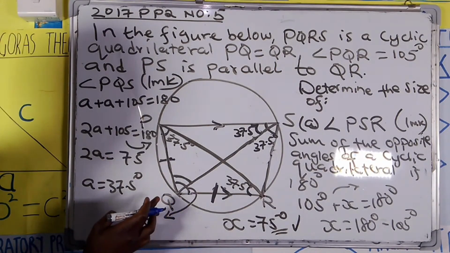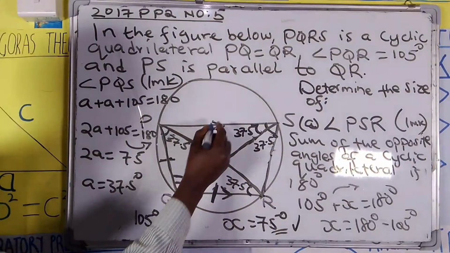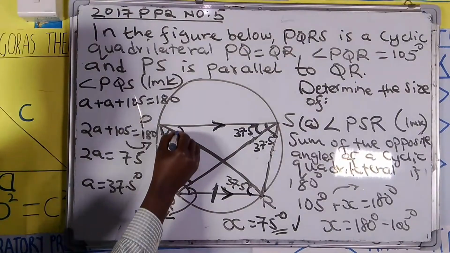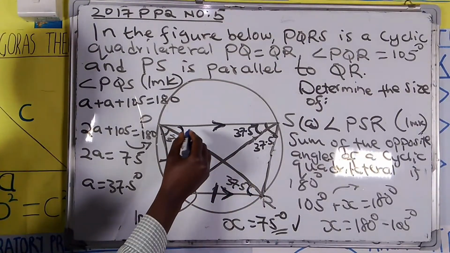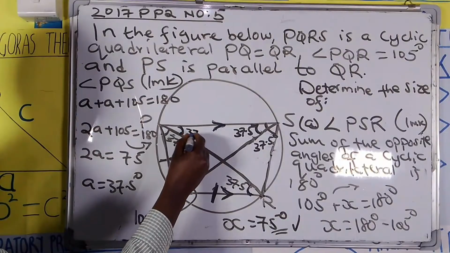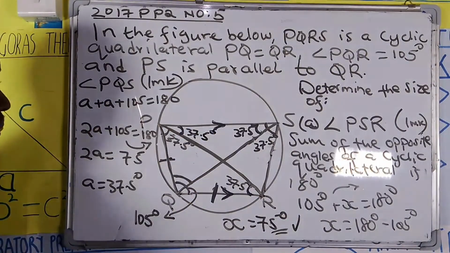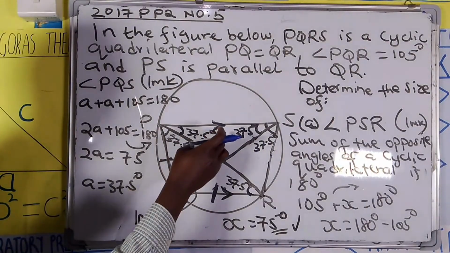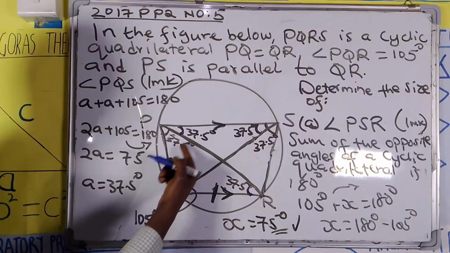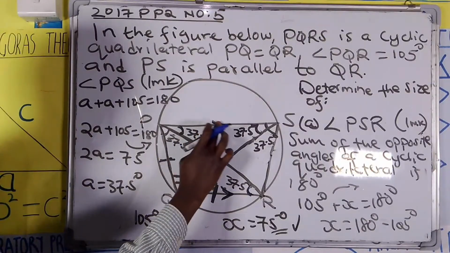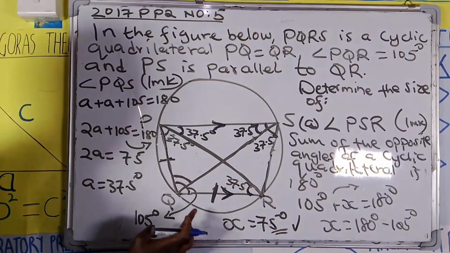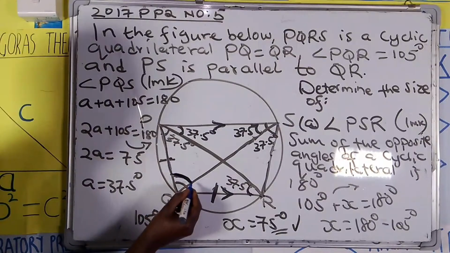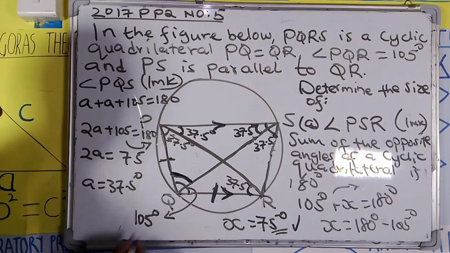Then these two angles, this is a parallel line and this is a parallel line. So this angle is alternating with this angle. These are Z angles. So also this one is 37.5 degrees. And if these two are parallel lines, you can see this. These two are parallel lines. So this one is alternating with this one. So we need this one alone. We need this one alone.